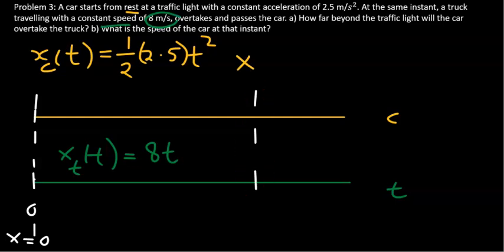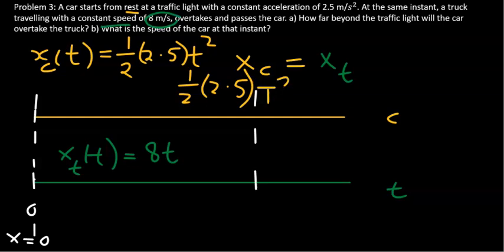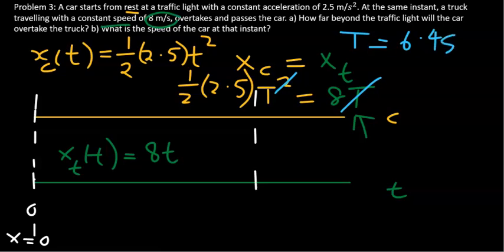Let's assume the car overtakes the truck here. So the same x position for both, so xc equals xt. xc is half 2.5, let's say it happens at t equals to capital T, equals xt. xt is 8 times capital T. The first thing is to figure out the time at which that overtaking occurs. So one of the t's will cancel, giving you capital T as 6.4 seconds.